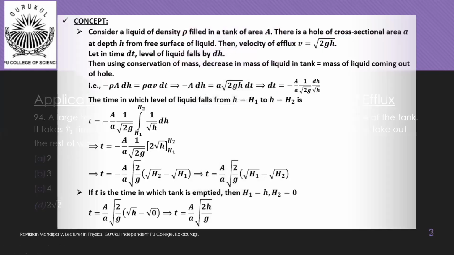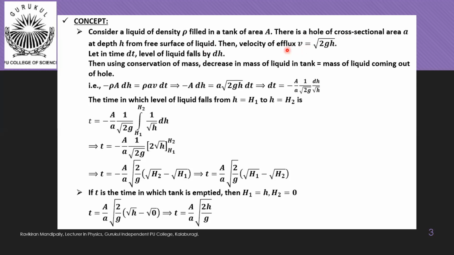So for this, we are considering a liquid of density rho filled in a tank of area capital A. And there is a hole of cross-sectional area small a at a depth h from the free surface of the liquid. Then the velocity of efflux is V equal to root 2gh. Efflux means the outward flow of liquid from that hole. So the velocity with which the liquid comes out of the hole is V equal to root 2gh.